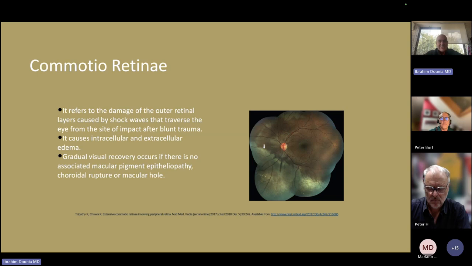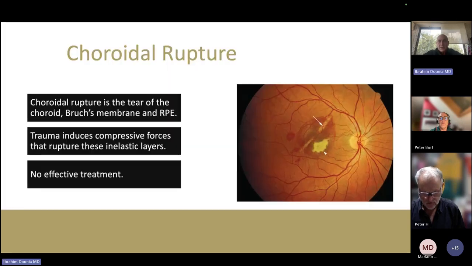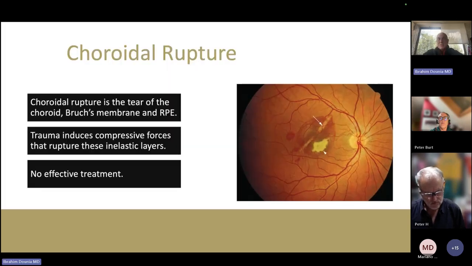Commotio retinae is the damage of the outer retinal layers. It's caused by shock waves. It causes intracellular and extracellular edema. This will assure the patient because the recovery is very fast. Choroidal rupture. We rarely see it, but we see it in basketball trauma if it's direct to the eye. It's a tear of the choroid and the Bruch's membrane and many tissues in the retina. There is no effective treatment. We have to wait for the blood to go away.